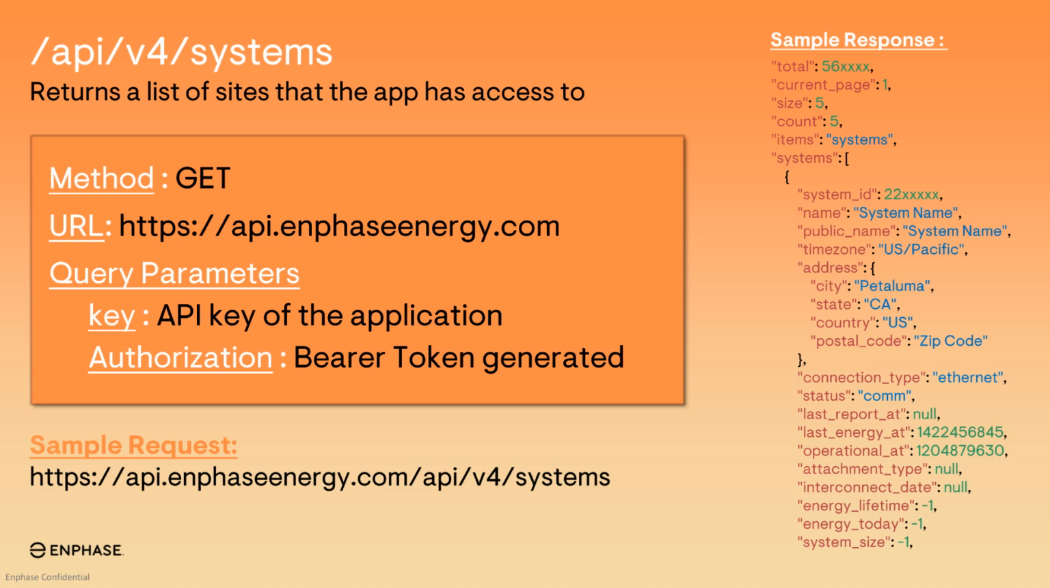This endpoint returns a list of sites or systems that the application in question has access to. This endpoint uses the GET request to pull the associated information and requires the API key for the application, as well as the bearer token generation for authorization. An example of the command and returned information is shown here. When inserted into your code, the endpoint will look similar to this. Some information has been redacted for security purposes.